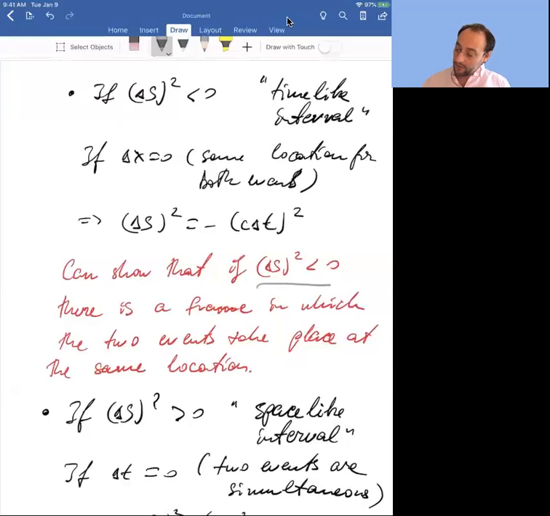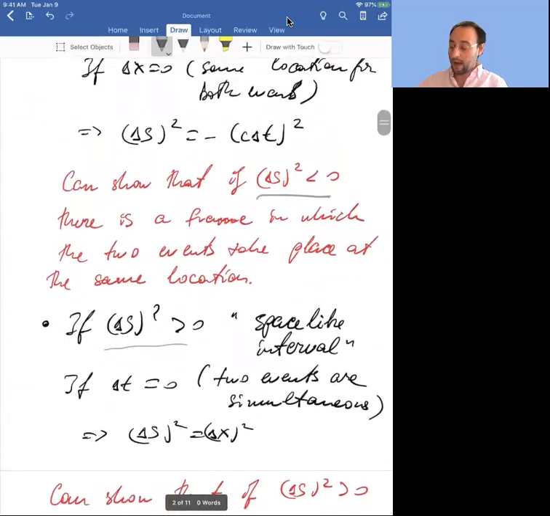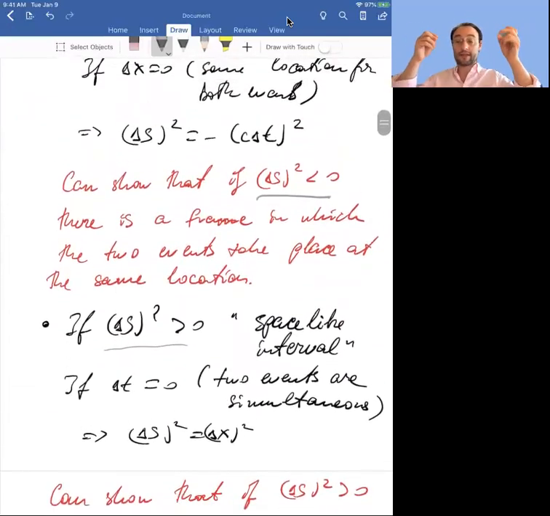Now, what if delta s squared is positive? Well, that can happen, and it's called a space-like interval. It's called space-like because it's more space than time: delta x squared is bigger than c delta t squared. An example again is a pair of simultaneous events. They took place literally with delta t equals 0. So in this special case, where the two events are simultaneous, delta s squared is just delta x squared.